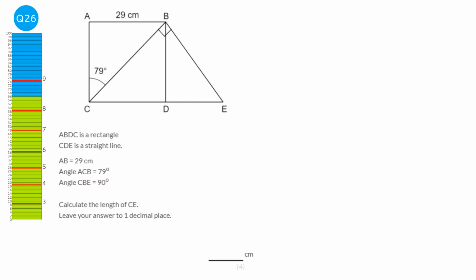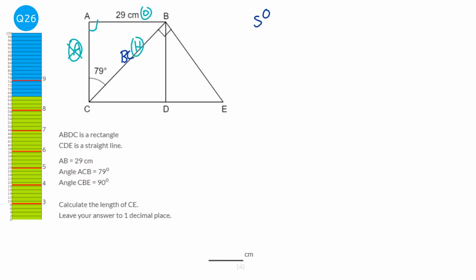So we can't work out length CE directly, but what I'm going to do is I'm going to start off by finding length BC. And I'm going to do that using trigonometry. So we've got the 90 degrees there. So we'll start by labeling it. So BC is the hypotenuse, the opposite here and adjacent here. We're not using the adjacent.